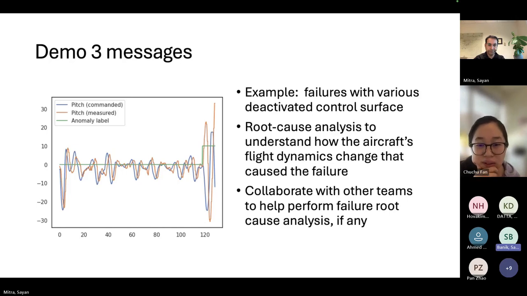Okay. Could you give me an example of what this would correspond to? Like, the failure is because of maybe the ailerons, or is it because the motor didn't operate properly? That's what I understand. But what would the root cause analysis give?